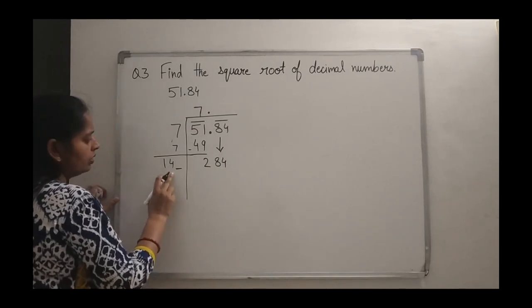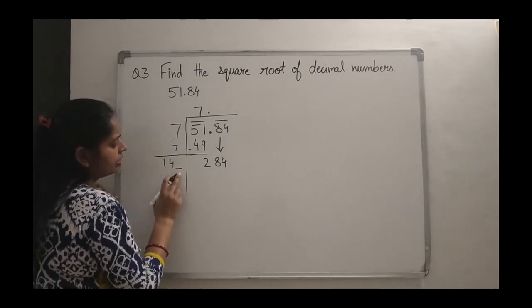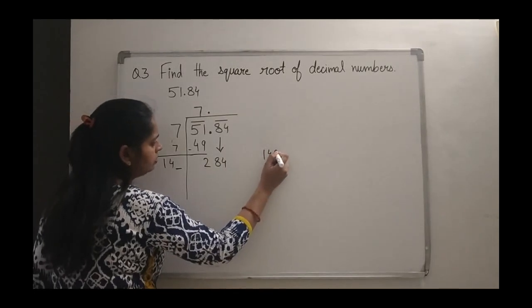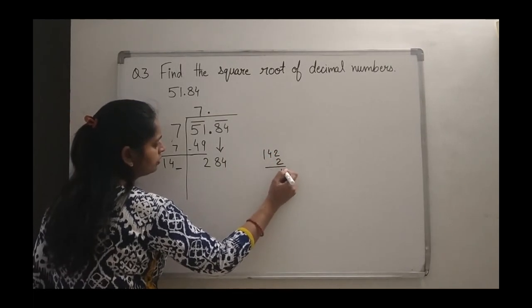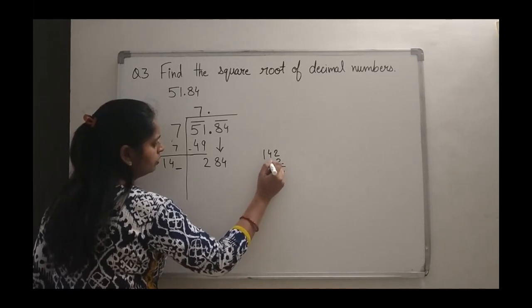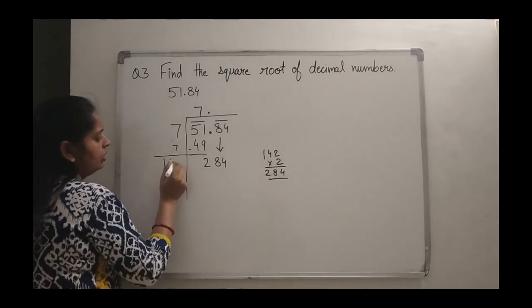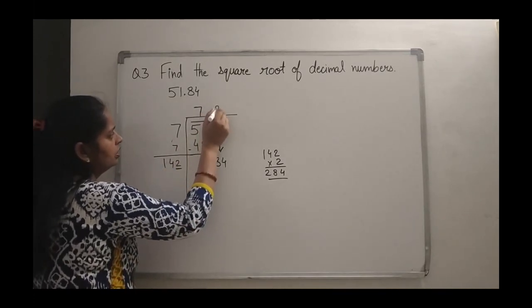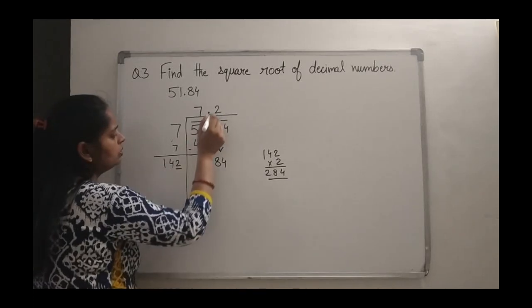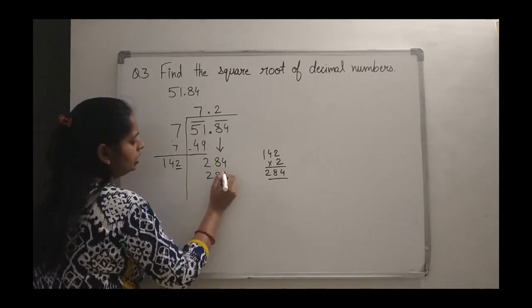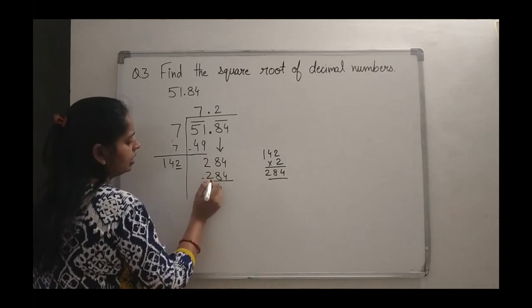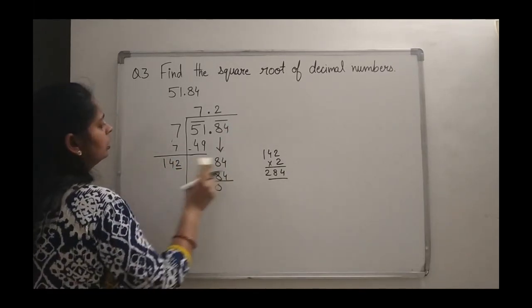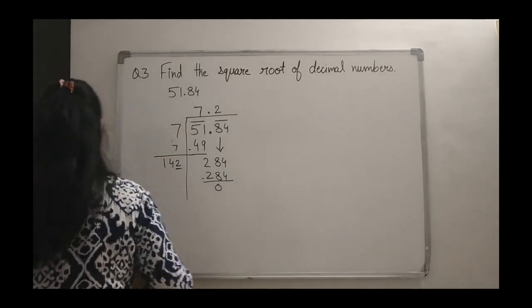Now 14 is there and one digit we have to do the entry here. Obviously 2 is there, so I will go for 142 into 2. That will be 4, 8 and 2. So here we have got 2 here and if we are putting 2 here, so we have to put 2 here also and 142, 2 is 284. So when you subtract, answer is 0. Next pair I am not having, so your square root for 51.84.